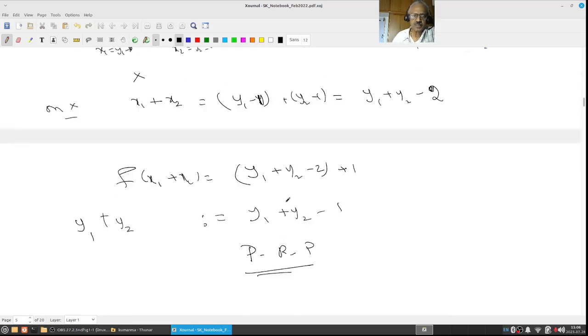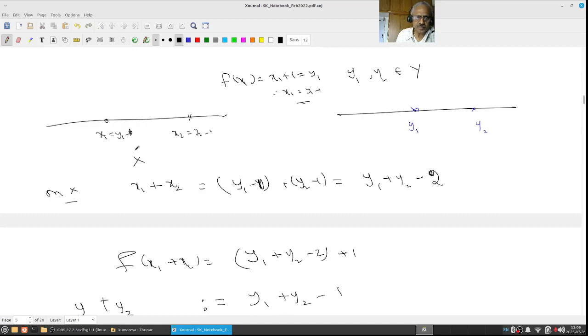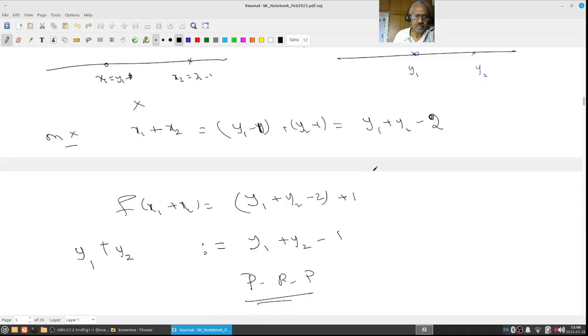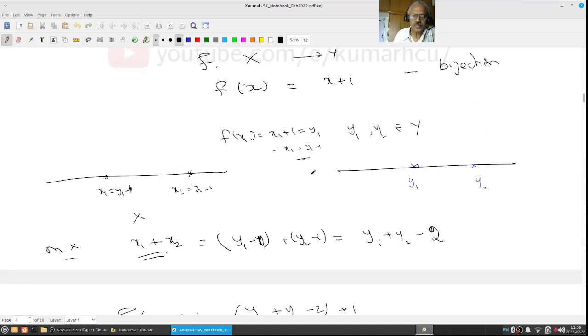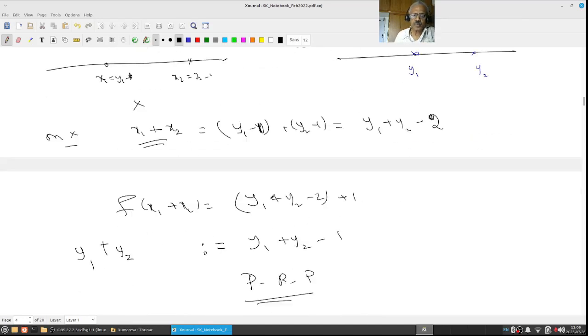Make sure you understand. So I start with y1, its pre-image is x1, where x1 is y1 minus 1. I start with y2, its pre-image is y2 minus 1. Then I add them here, x1 plus x2, that is y1 minus 1 plus y2 minus 1. When I add, y1 plus y2 minus 2, these are all the standard addition, okay? Now what should I do? I push this new object under the map f. What is the map f? It maps x to x plus 1, therefore it maps x1 plus x2, namely y1 plus y2 minus 2, to y1 plus y2 minus 2 plus 1, which is this.